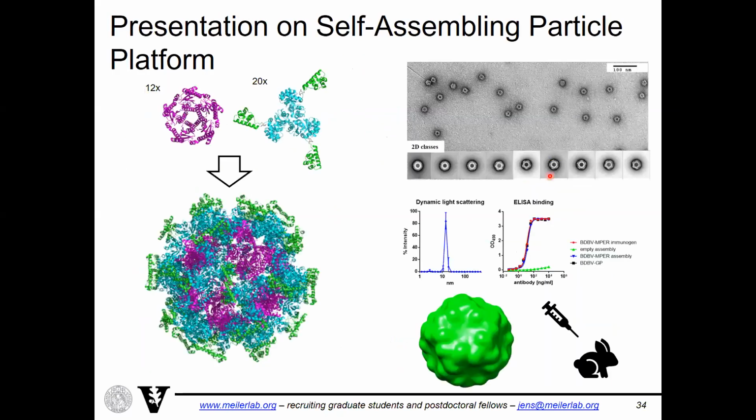And then we put them on a Rosetta engineered self-assembling platform so that we can display 60 copies of our immunogen and use this as an immunogen to test if we can elicit the type of antibodies. And to make a long story short, this actually works. We get a very robust expression of these type of antibodies with this kind of immunogen.